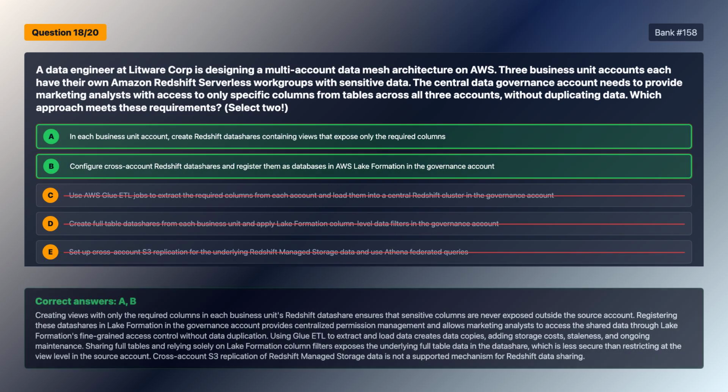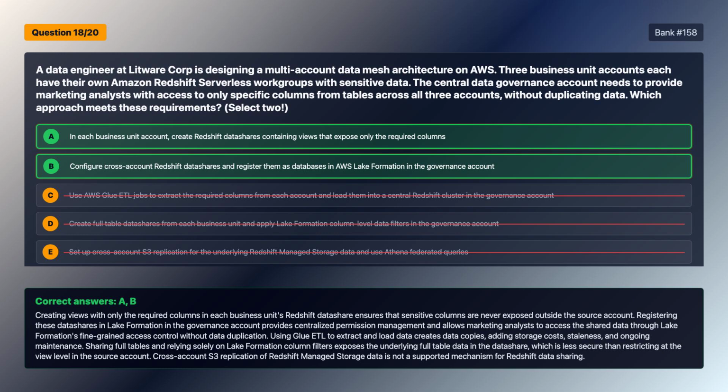The correct answers are option A and option B. Creating views with only the required columns in each business unit's Redshift data share ensures that sensitive columns are never exposed outside the source account. Registering these data shares in Lake Formation in the governance account provides centralized permission management and allows marketing analysts to access the shared data through Lake Formation's fine-grained access control without data duplication.